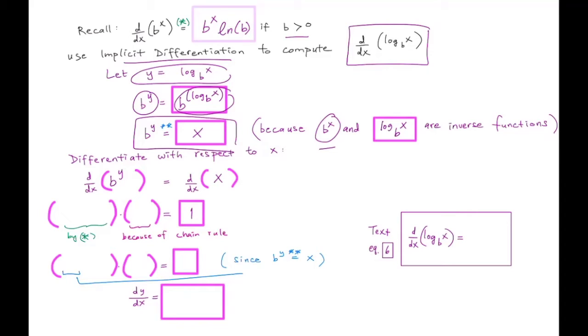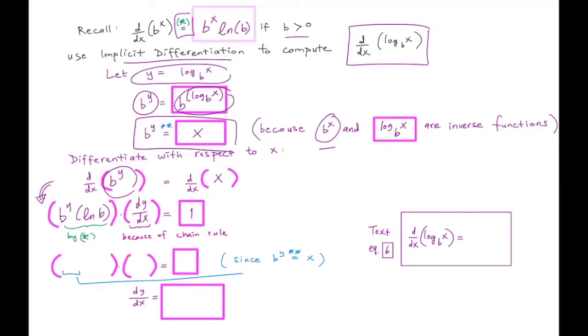And now I have to apply chain rule. So first, I compute the derivative of b to the y with respect to y. And according to the green star, this is equal to b to the y times the natural log of b. And I have to multiply this with dy dx because of chain rule.